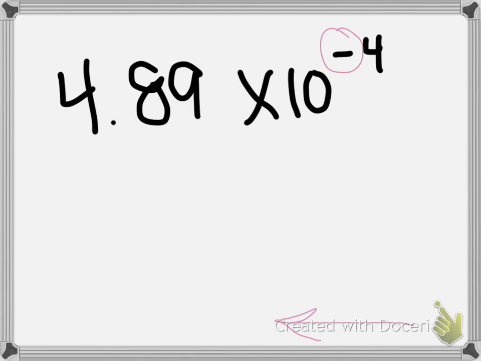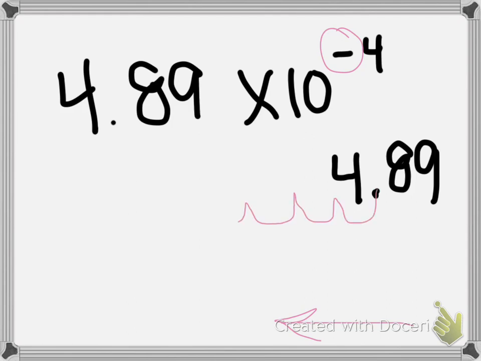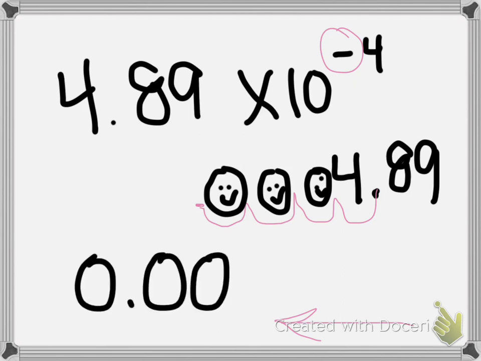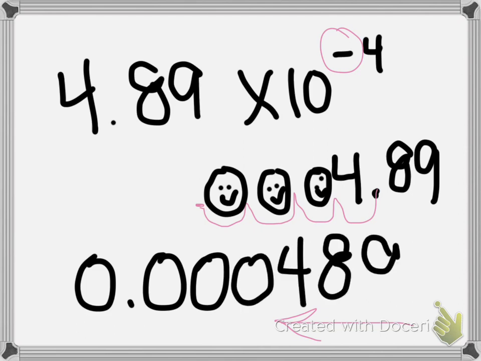Okay, so I always have my kids, when it comes to moving to the left, rewrite it kind of towards the right side of the paper. That way they have room to write over here in this area. Okay, so we're going to move 4 times to the left. 1, 2, 3, 4. Place your 0. Fill in the spaces with smiley faces. Okay, and rewrite your number. 0.000489. And there's your answer.